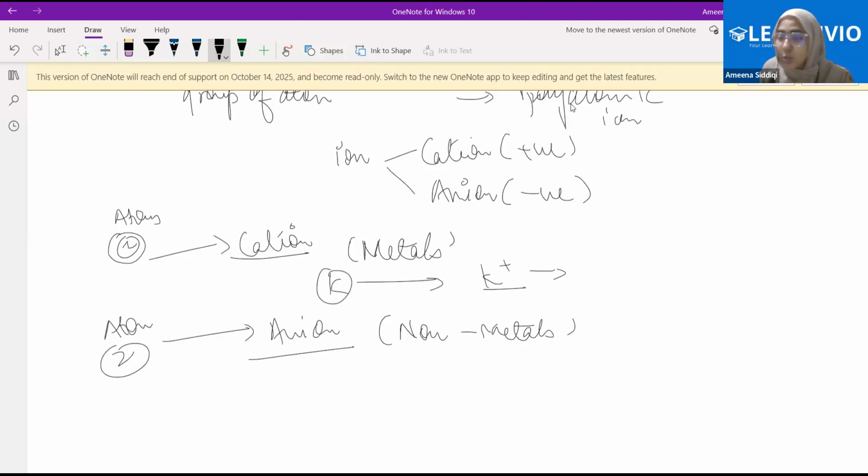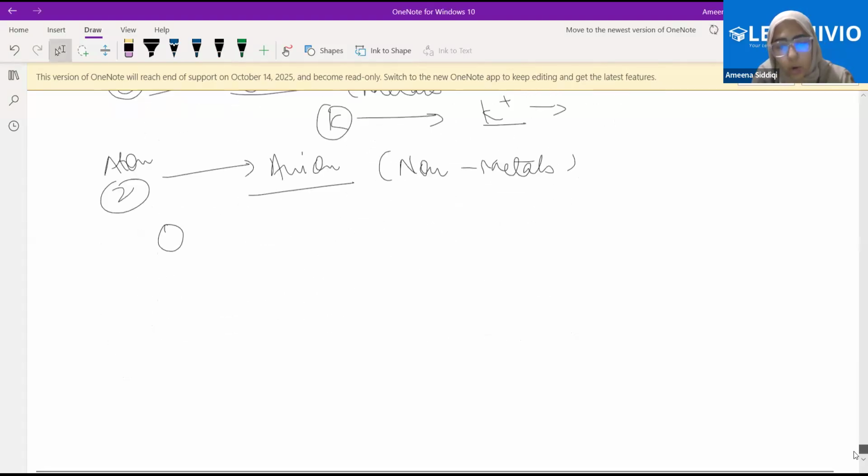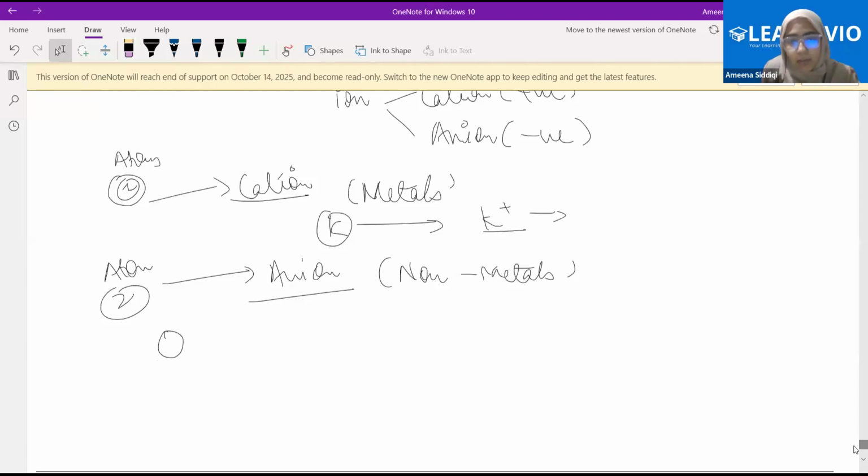But let's see what really happens with the anions. This is the oxygen atom. And you must know till now that oxygen is a non-metal. It will form the anion, O2 minus. You can clearly see from here that it's a negatively charged ion. Therefore, it's an anion, right?